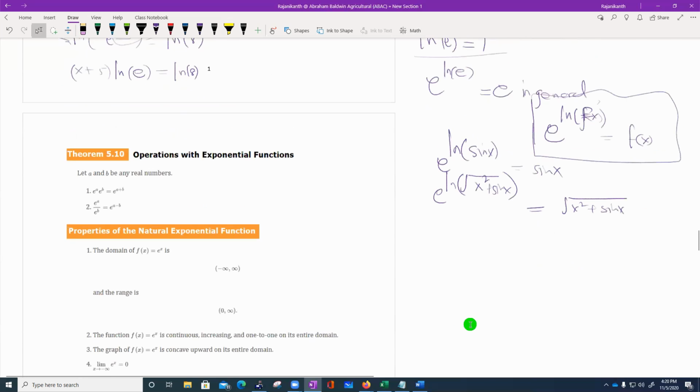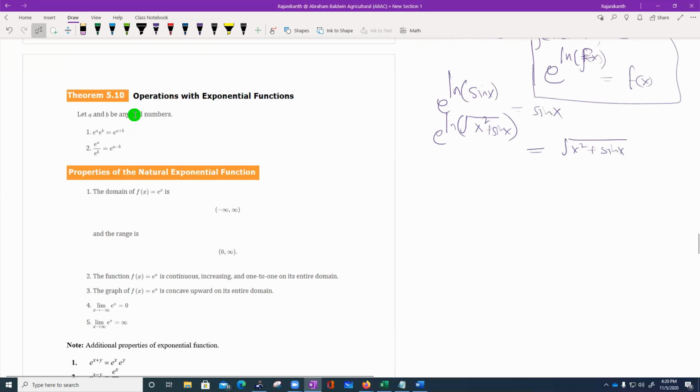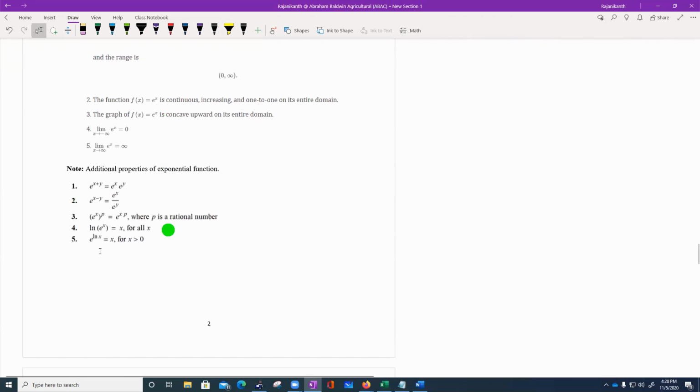Again, you have exponential properties for a number that you learned in high school. All the properties can be applied here also. This is the one I'm talking about. X could be any number, right? Okay, this one is another one.